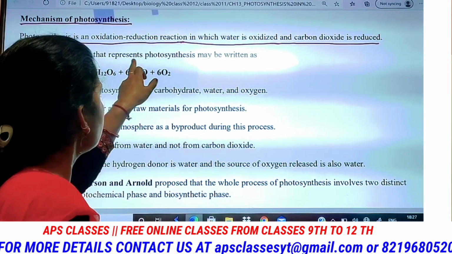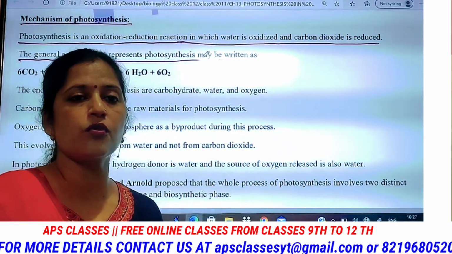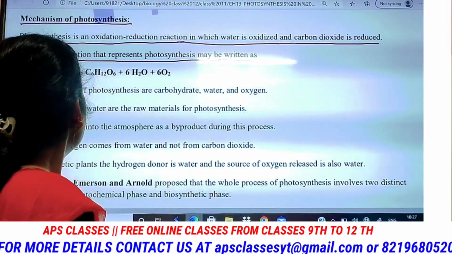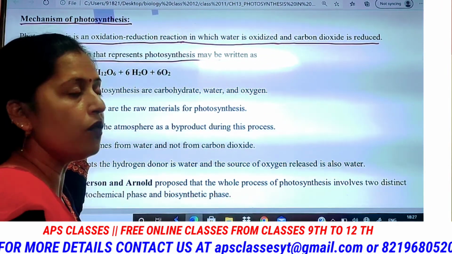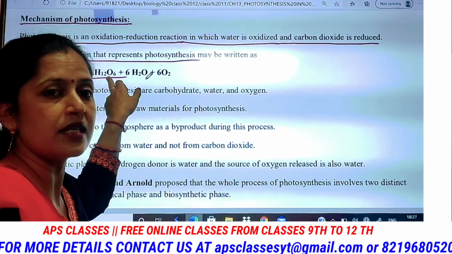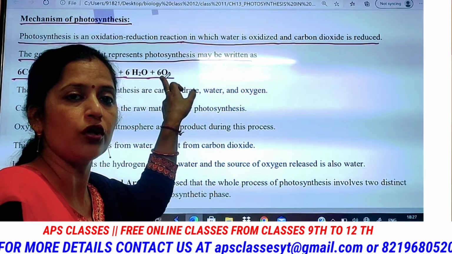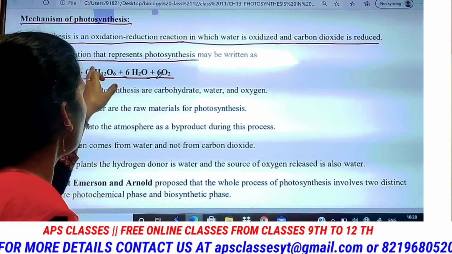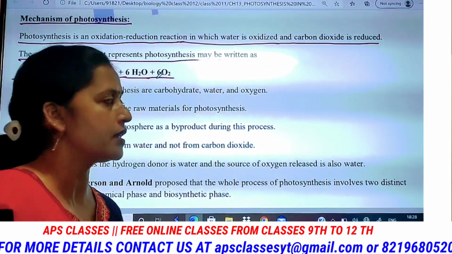The general equation that represents the process of photosynthesis may be written in the following manner. 6 molecules of carbon dioxide plus 12 molecules of water give rise to C6H12O6, that is glucose, plus 6 molecules of water and 6 molecules of oxygen. So this is the general representation of photosynthesis.